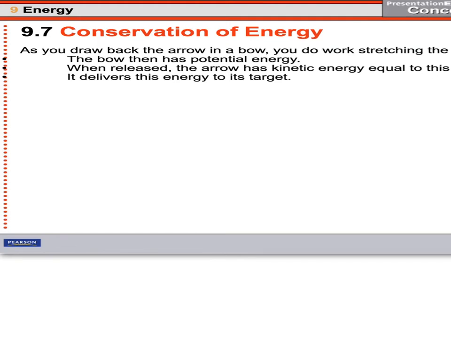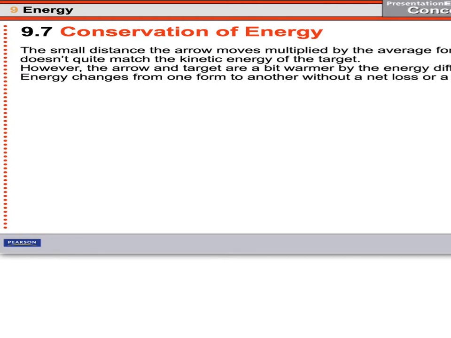As you draw the arrow back with a bow, you do work stretching the bow. The bow has the potential energy. When released, the arrow has kinetic energy equal to this potential energy. It delivers this energy to its target. The small distance the arrow moves multiplied by the average force of impact doesn't quite match the kinetic energy of the target. However, the arrow and the target are a bit warmer by the energy difference.